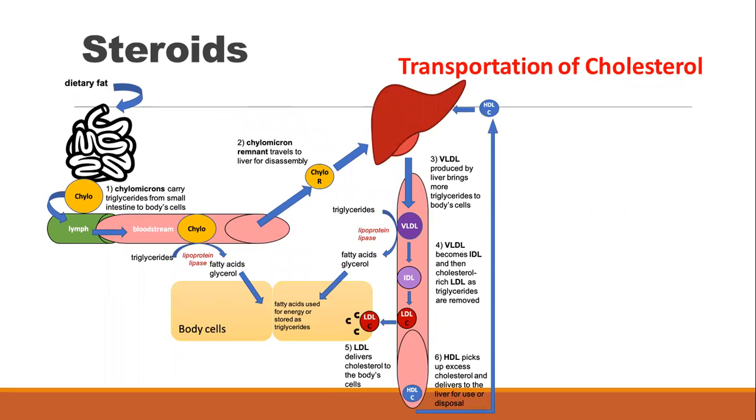Here is a diagram of how the transfer of cholesterol occurs. You have your dietary fat, and the chylomicron carries triglycerides from the small intestines to body cells. Remember, when you eat fatty foods, for example, these are the fatty foods.